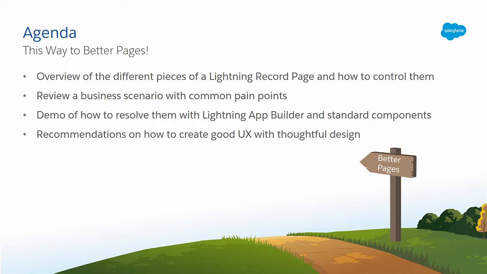So our focus today will be specifically on Lightning record pages. We'll talk through an overview of the different areas of a Lightning record page and how you as an admin can control them. We'll review a business scenario with common user pain points, and we'll walk through together a demo of how you can resolve them using Lightning App Builder and standard components. And throughout, I'll cover some recommendations on how you can make sure you're delivering a good user experience with your pages.